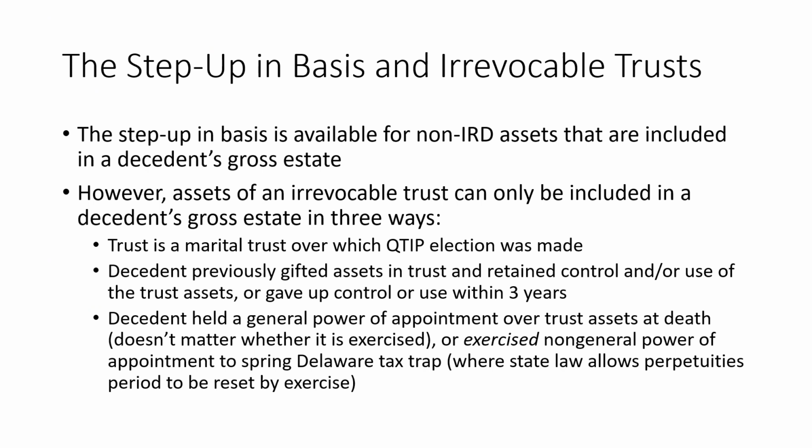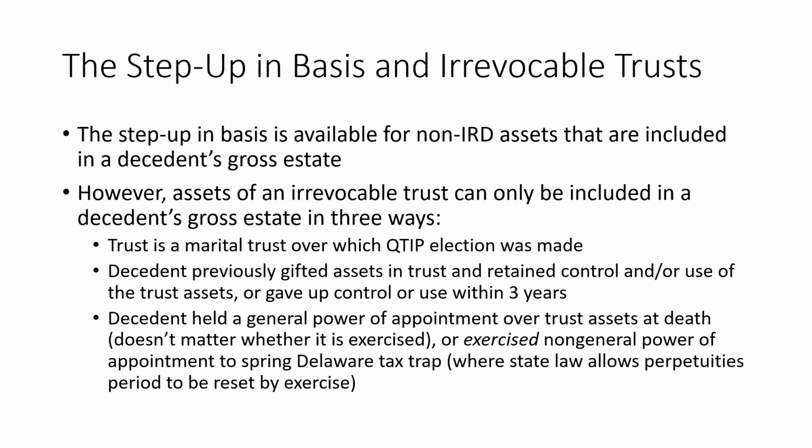So, when it comes to an irrevocable trust, there's a step up in basis available for non-IRD assets that are included in a decedent's gross estate. So, what do I mean by non-IRD? That basically means any asset other than something that is deferred taxable income, like an IRA or 401k, things like that. Those couldn't get a step up in basis to wipe out that income, but any other capital asset that appreciates over time could potentially get that step up in basis.